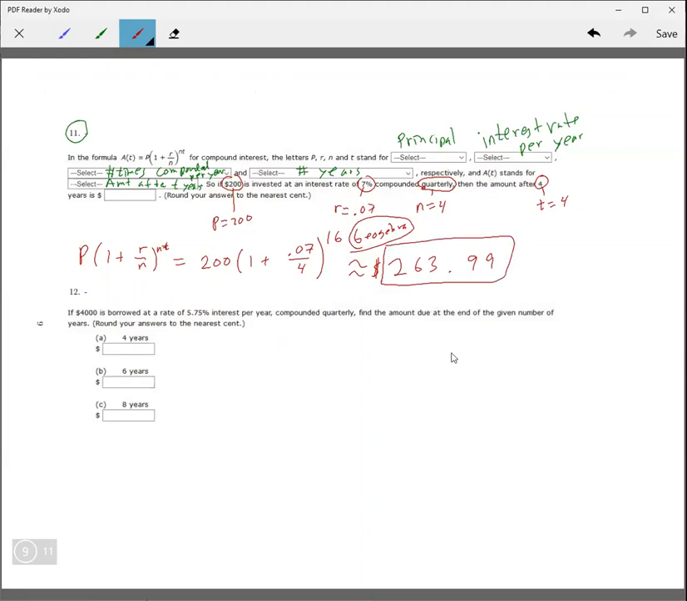Now when you do these problems, I highly suggest that you think about what you're doing. Pretend that this is your money, $200. You have $200, and you invest it for 4 years. So you don't have use of the money for 4 years. And at the end of 4 years, you have $263.99. Would that be reasonable? That sounds reasonable, right? You have $200, and at the end, you have more money. So that's great. That's reasonable.